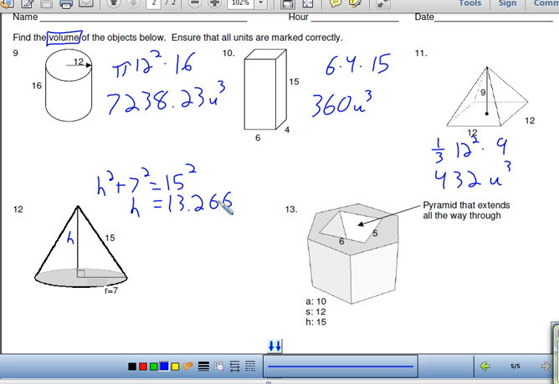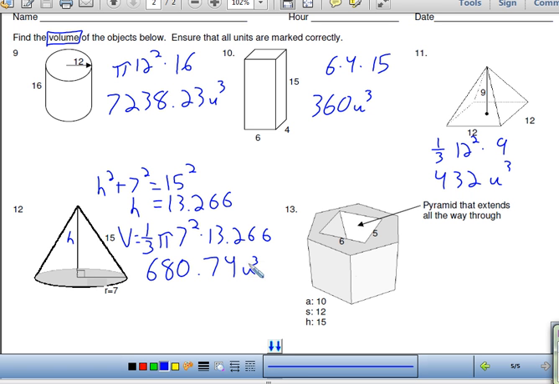At this point, I have everything I need to find the volume. So 1/3 the area of the base, which is pi times 7 squared times the height, which was 13.266. We multiply that all together, and we get 680.74 units cubed.